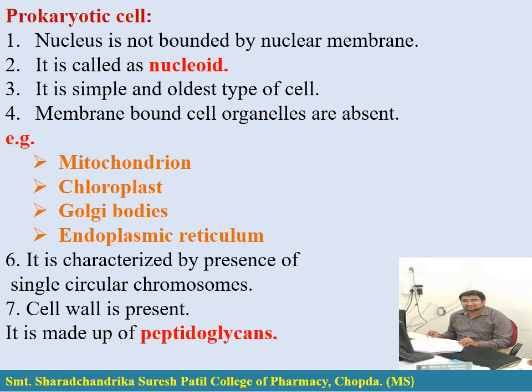A prokaryotic cell also contains ribosomes. 70S type ribosomes are present in a prokaryotic cell. Cytoplasm, a colorless viscous fluid bounded by the cell membrane, is also present in a prokaryotic cell.